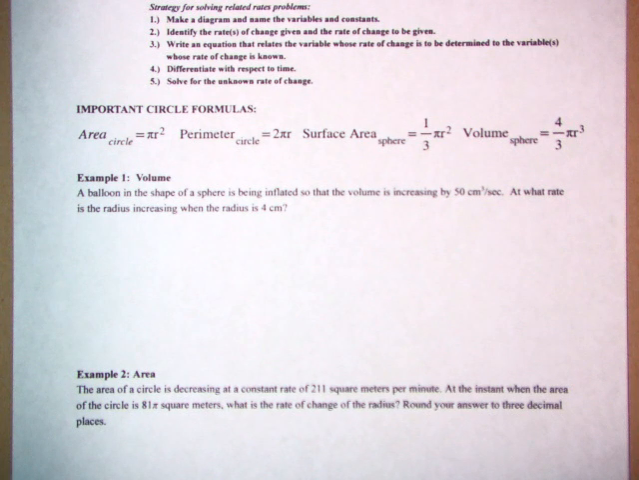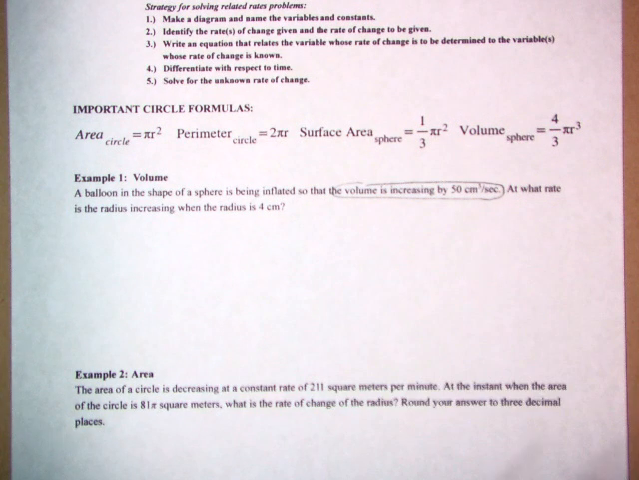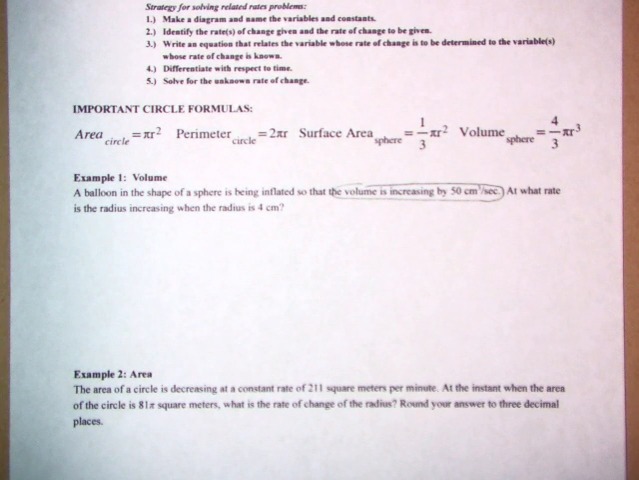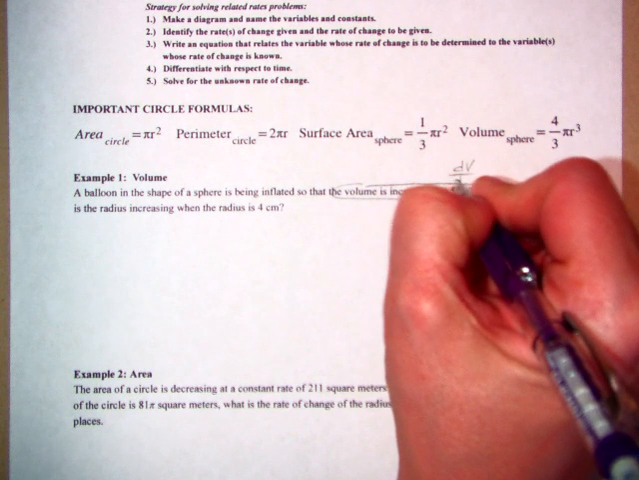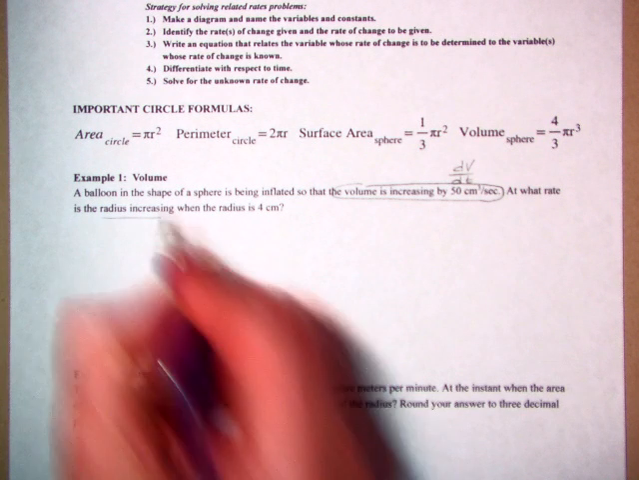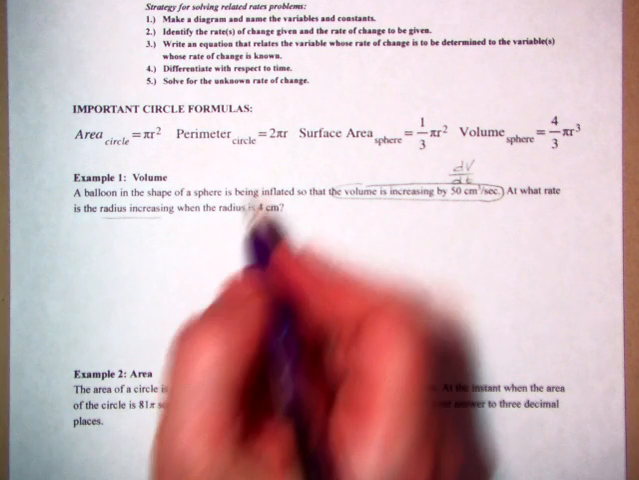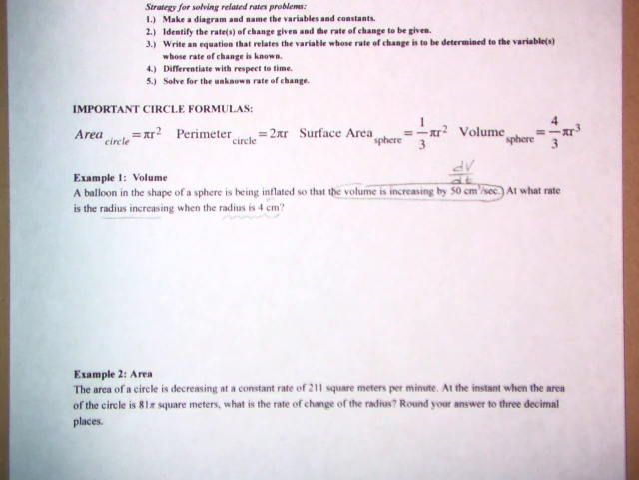Well, when I read through this example, first of all, the volume is increasing by 50 centimeters cubed per second. This information is telling me that the change in volume over time is 50. At what rate is the radius increasing when the radius is 4 centimeters? So this is my actual R value.